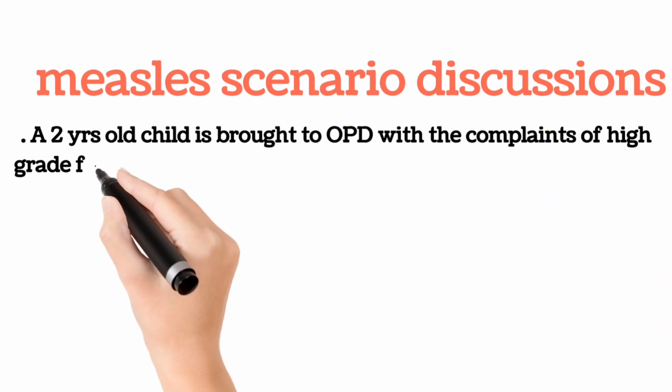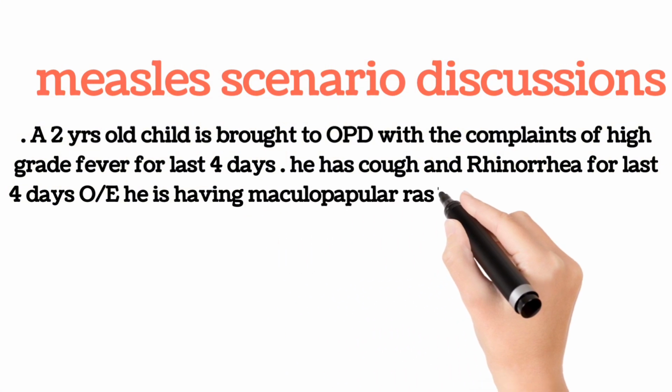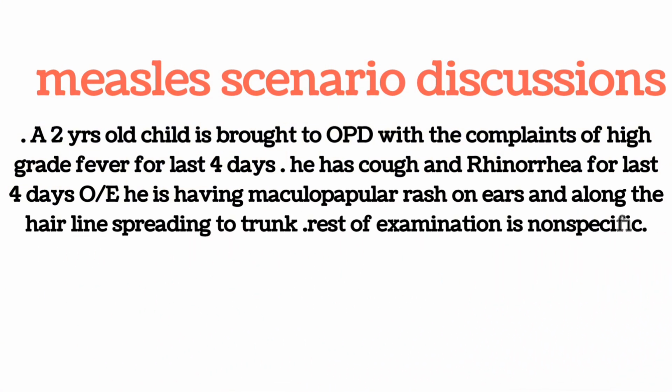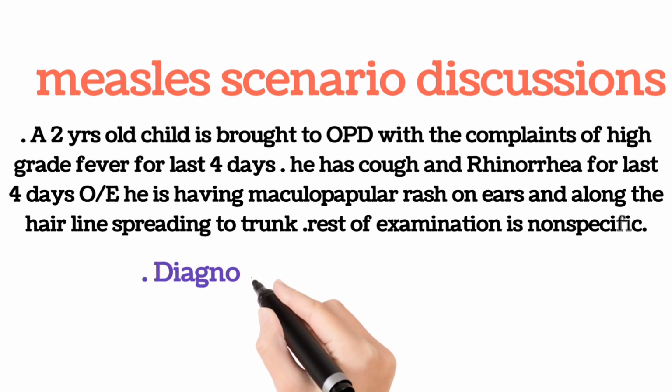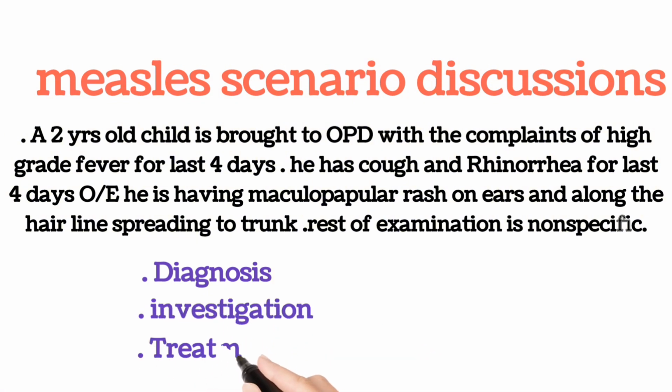In this video, I am going to discuss with you a scenario question which is based on measles disease. A 2 years old child is brought to the OPD with a complaint of high grade fever for the last 4 days. He has cough and rhinorrhea for the last 4 days. On examination, he has a maculopapular rash on the ears and along the ear line, spreading to the trunk. The rest of the examination is non-specific. What is your diagnosis, investigation, and treatment?